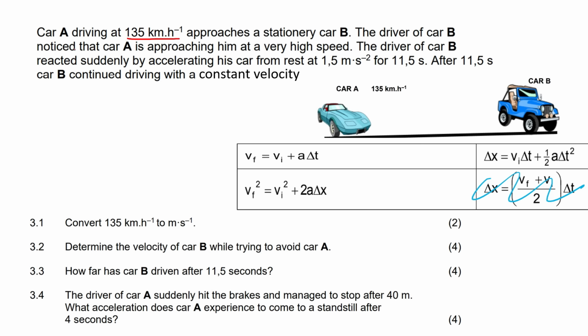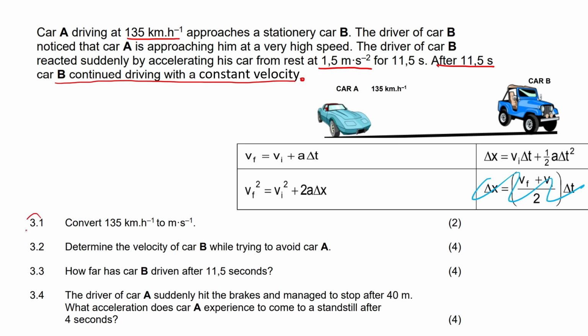Okay. The driver of car B notices that car A is approaching him at a very high speed. The driver of car B reacted suddenly by accelerating his car from rest at 1.5 meters per second squared for 11.5 seconds. So we've got this car that's speeding towards car B. Car B gets a fright and decides to start driving off to hopefully try get away from this car. After 11.5 seconds, car B continues driving with a constant velocity.